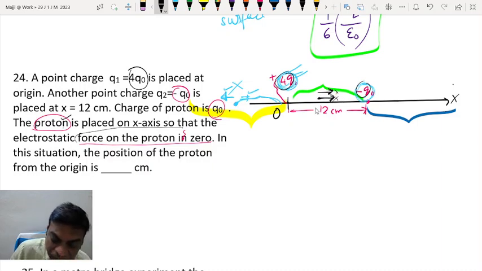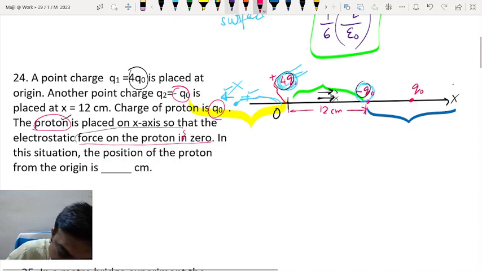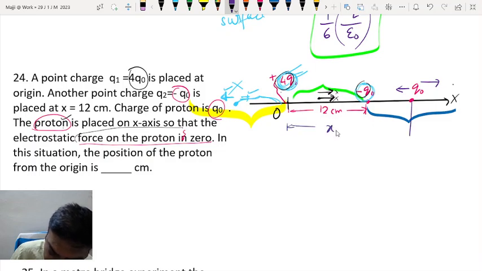Again, there is no possibility of the force becoming zero, because the resultant of two forces will be zero if and only if they are equal in magnitude and opposite in direction. As simple as that. So the only possibility seems to be somewhere here. You place that Q naught charge here. This 4 Q naught will repel and this minus Q naught will attract. So we have to find the position X.